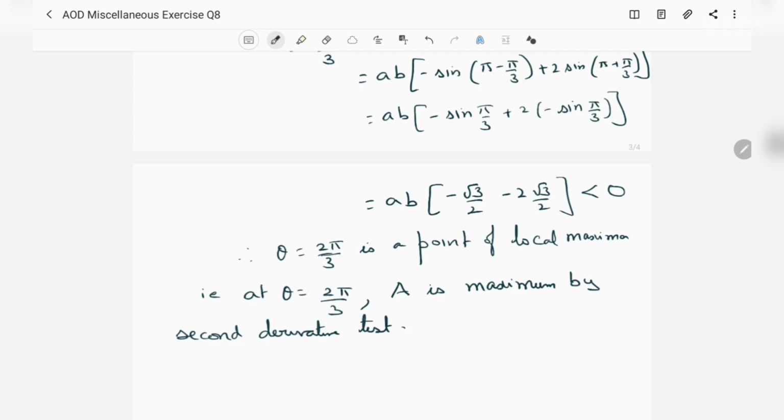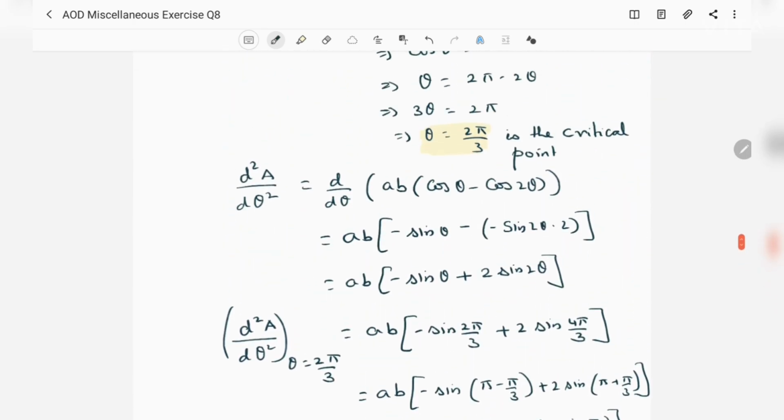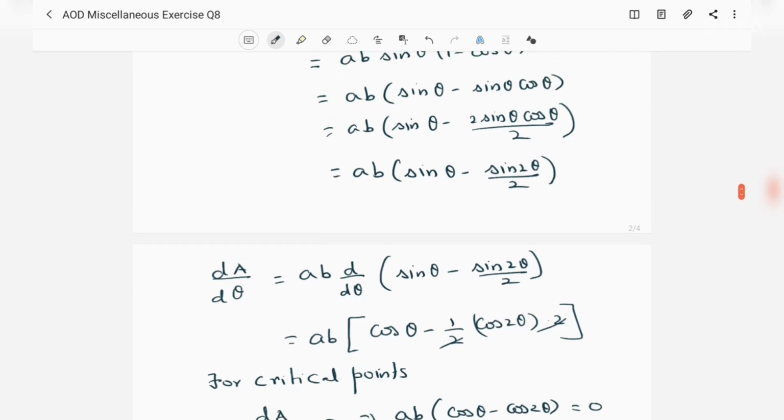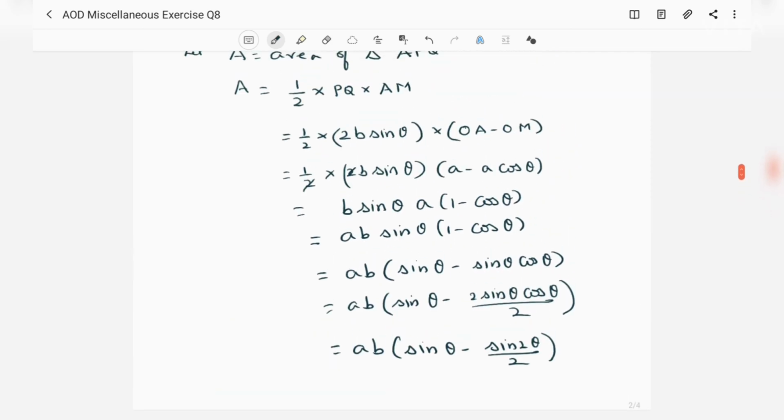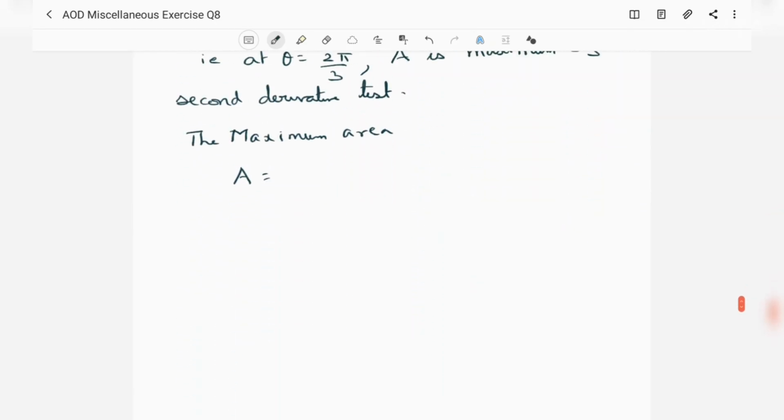So now we have to find out the maximum area. So the maximum area is given by A equal to, let's plug in theta equal to 2 pi by 3 in the A. So we got A as AB times sin theta minus sin 2 theta by 2. A equal to AB times sin theta minus sin 2 theta by 2.